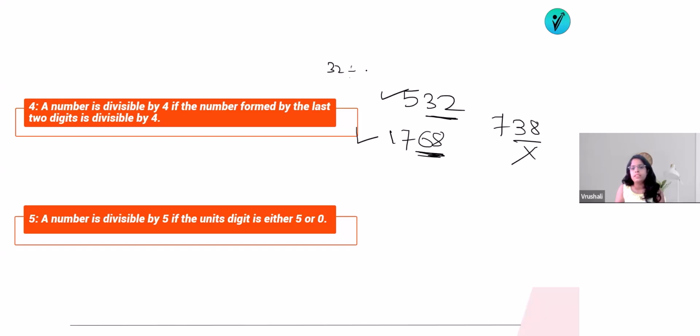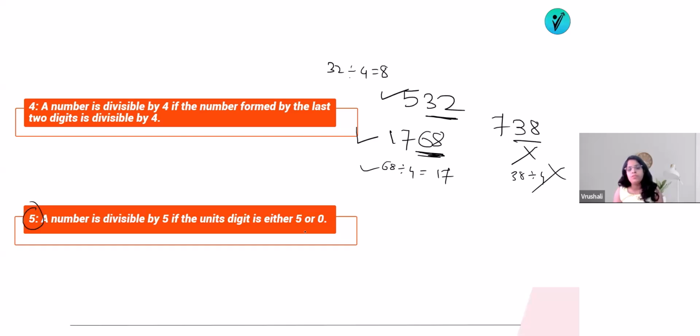Here I check 32 by 4 is equal to 8, completely divisible. 68 by 4, we know it will be 17, so it is divisible. Here 38 by 4 is not divisible, so the answer is not divisible. That's it, easier. And now the divisibility rule of 5.